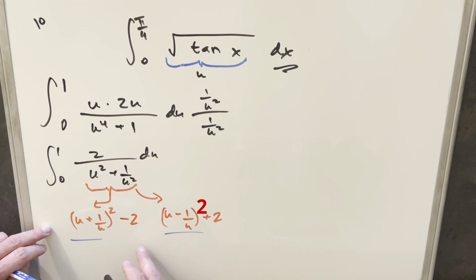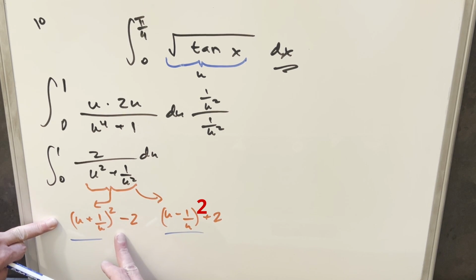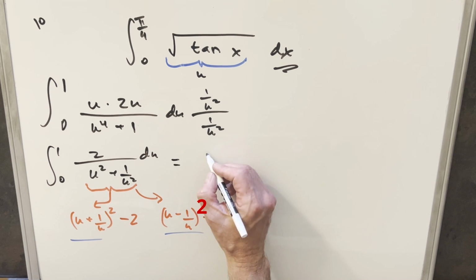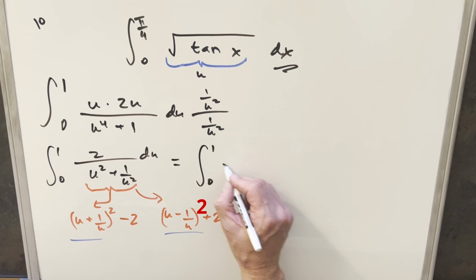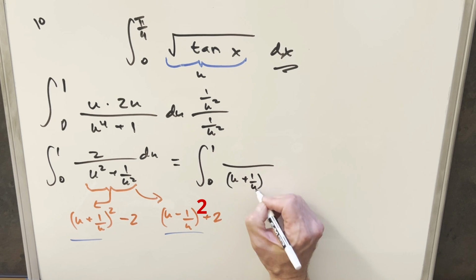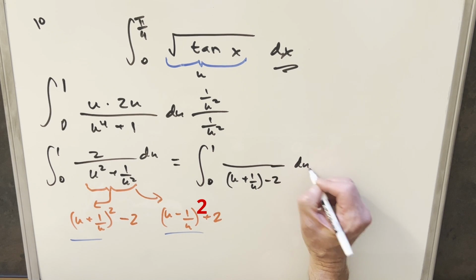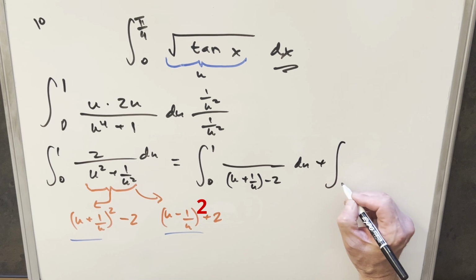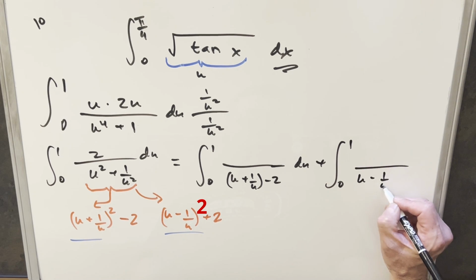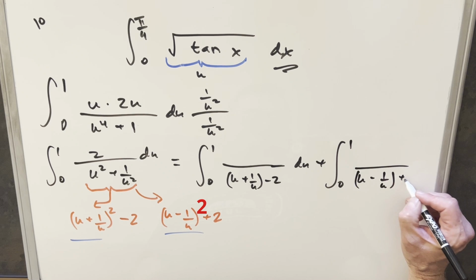So with this, what I'll do is I'll break this up into two integrals. One's going to have this thing in the denominator, the other one's going to have this in the denominator. So let's see how this works. We're still going from 0 to 1. The first one's going to be u plus 1 over u, squared, minus 2. And then for this second one, we'll have this one. So this is going to become u minus 1 over u, squared, plus 2.